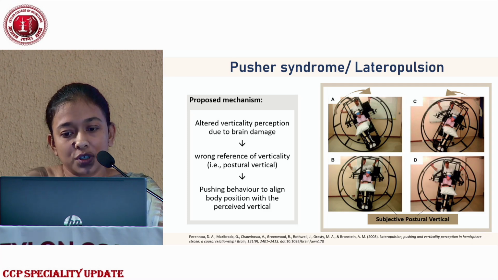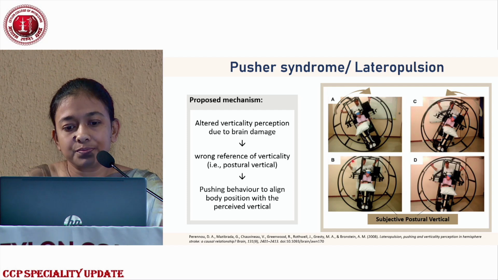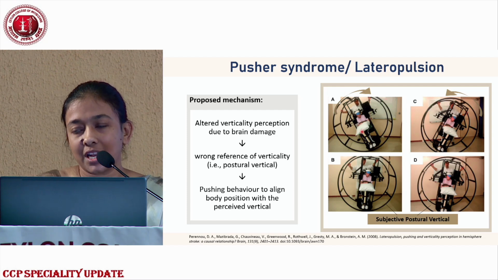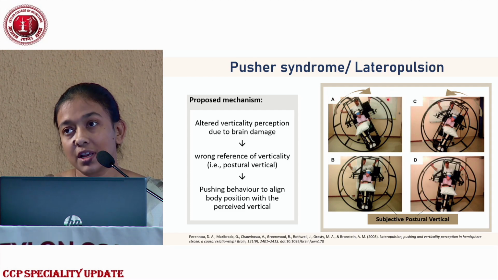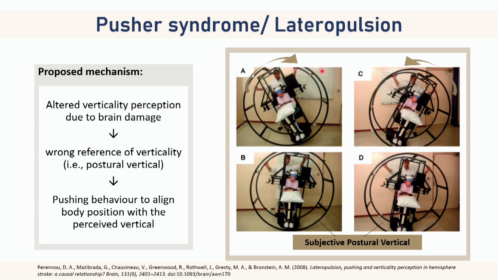is proposed in studies like this, where the patient is seated in an apparatus, which is a wheel, and eyes are covered. If this is the starting position, A, the patient is moved to the opposite position and asked to report when he feels upright. And by the way, this is a patient with right hemispheric stroke, with left hemiparesis. So the patient reports that at position B, he feels upright.